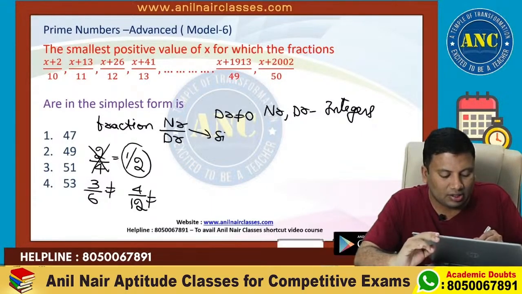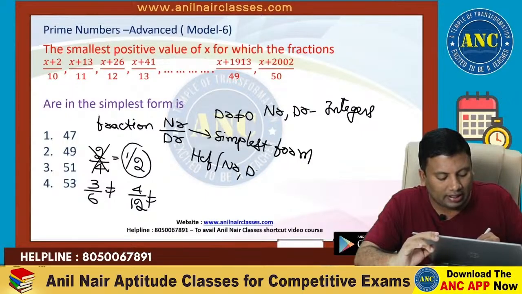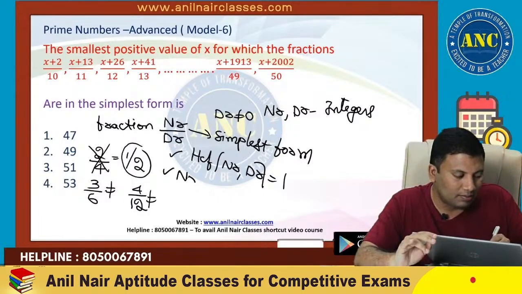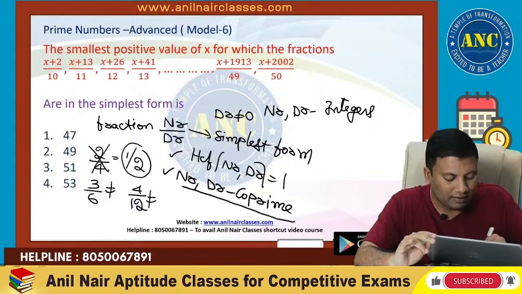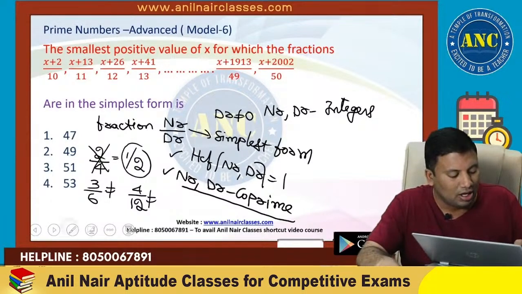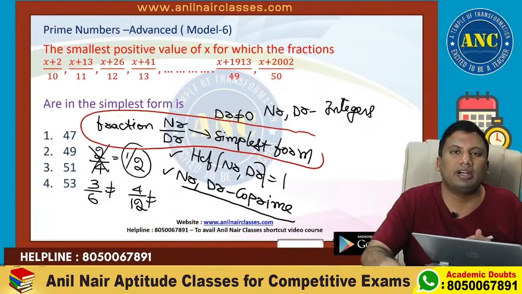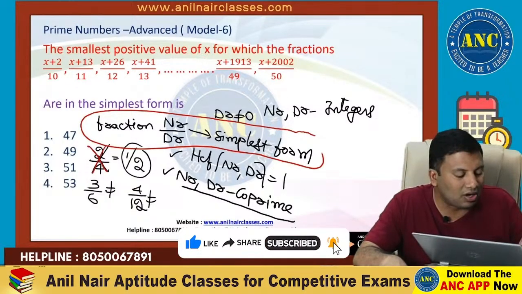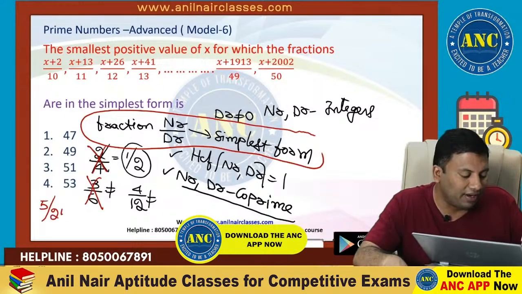A fraction is said to be in simplest form if the HCF of numerator and denominator is 1. In terms of mathematical language, numerator and denominator should be co-prime to each other. If numerator and denominator are co-prime to each other, then the fraction is in its simplest form. 2 and 4 both are even numbers, and even numbers cannot be co-prime to each other. 3 and 6 both are multiples of 3. 5 and 25 both are multiples of 5.